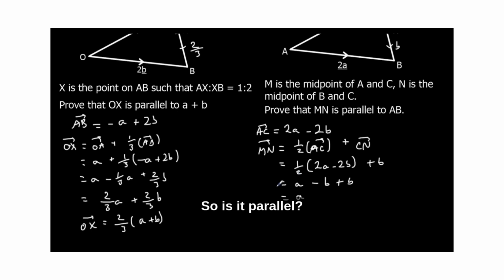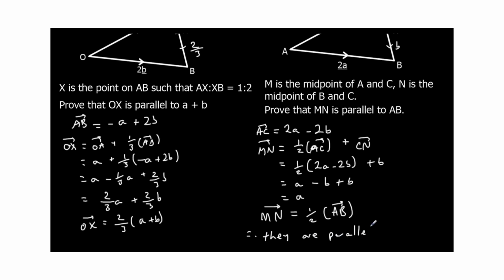So is it parallel? Yes, it is, because M to N is half of A to B. Therefore, because it's a multiple, it's parallel. So two lines are parallel if one's a multiple of the other one.